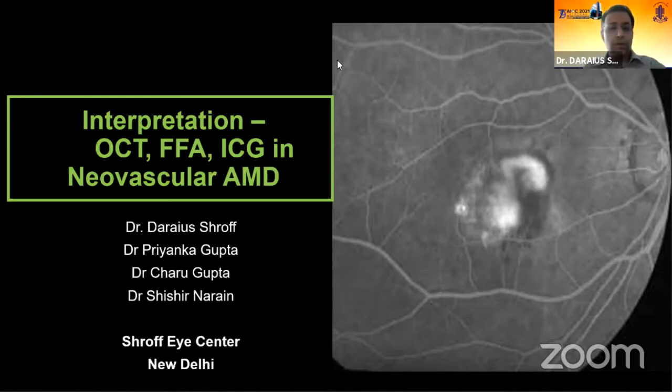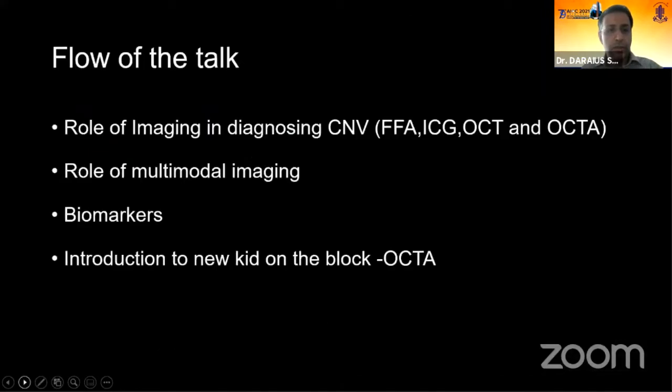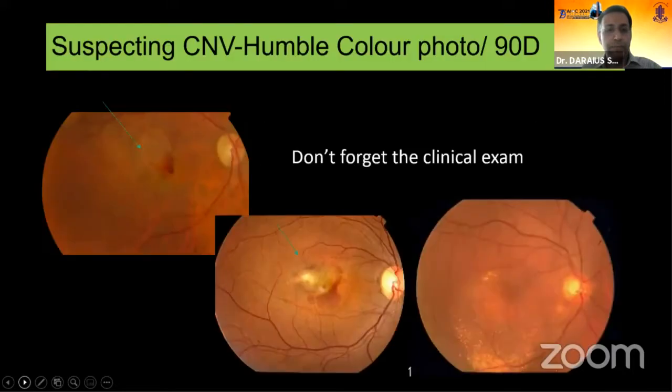So I'll be just talking about some of the common imaging modalities in neovascular AMD. Slides are not moving. Sorry. So this is the flow of the talk. We'll be basically concentrating on FFA, ICG, and OCT. And we'll discuss, of course, multimodal imaging and something about biomarkers and a little bit about introduction to the relatively new kid on the block, OCTA or OCT angiography.